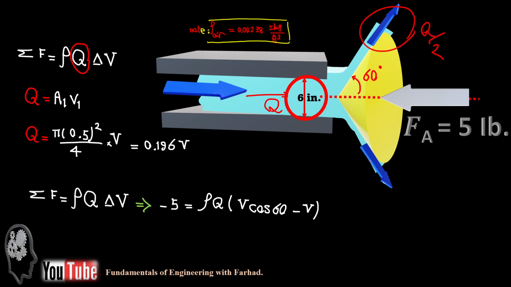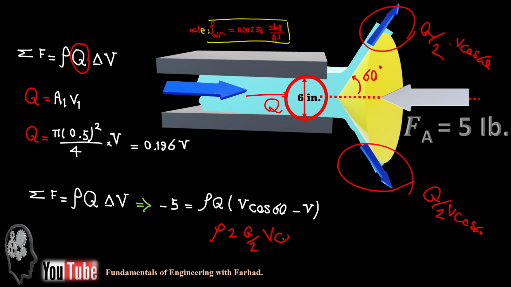Half of Q goes this way, the other half goes this way, and this is Q over 2 times V cosine of 60, and this is the same V cosine of 60. If you add them up together, it gives you rho Q going out, 2Q over 2 times V cosine 60, which is rho Q minus rho Q times the entering velocity. So outgoing minus incoming, and it gives you the same equation.